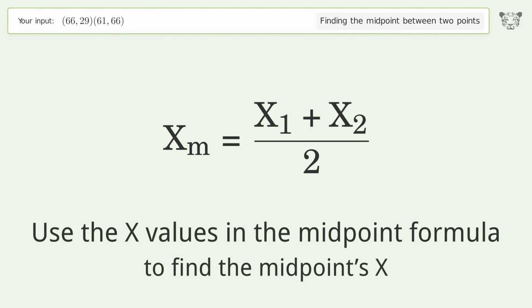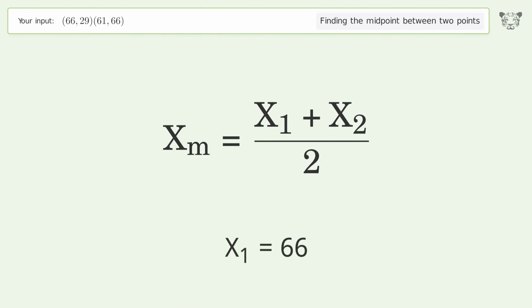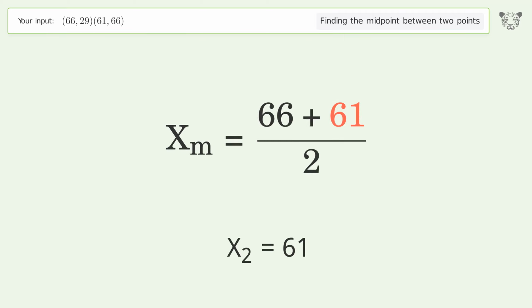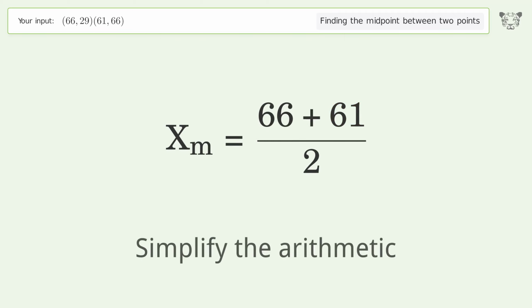Use the x values in the midpoint formula to find the midpoint's x. x1 equals 66. x2 equals 61. Simplify the arithmetic.